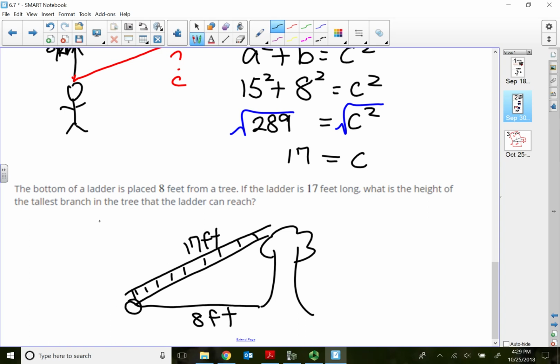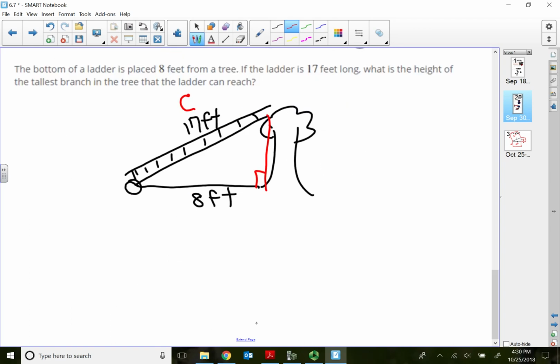So what is the height of the tallest branch? Let's pretend the tallest branch is right here. This problem is looking for the height of my tree, the tallest branch. So that means the 17 feet becomes my hypotenuse, which is side C. The 8 feet down here is one of my legs, so let's call this leg A. That means I must be looking for the other leg, B.